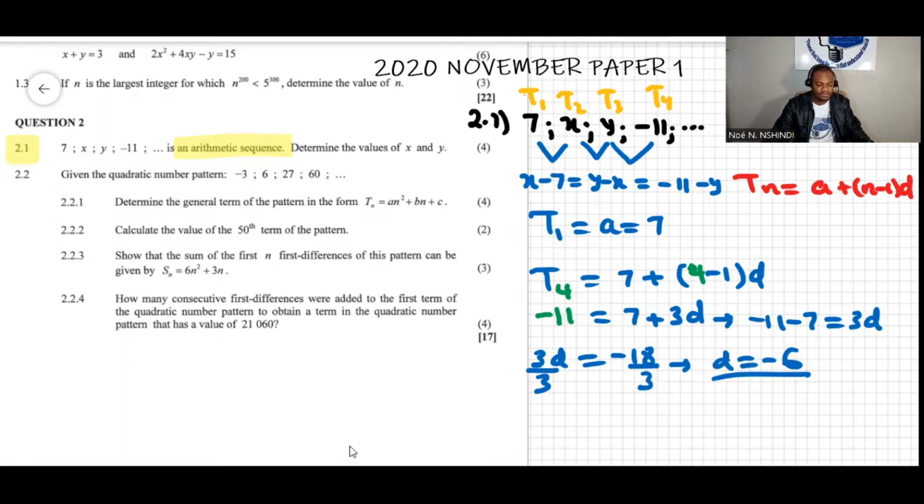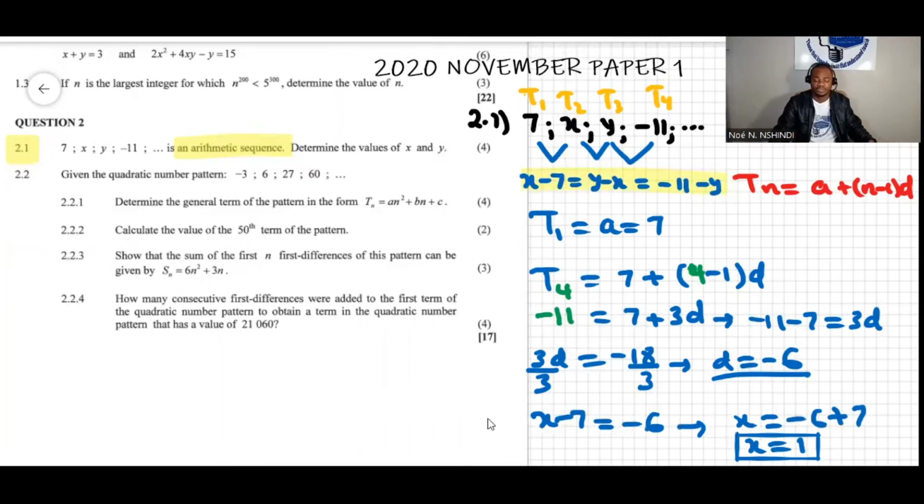Now that I got the value of d, I can find the value of x, because the differences here are all equal to negative 6. So I can say x minus 7 will be equal to negative 6, the constant difference. Okay. If I move the negative 7 over, it becomes positive 7 here, and I will get x equal to 1. So that's the value of x.